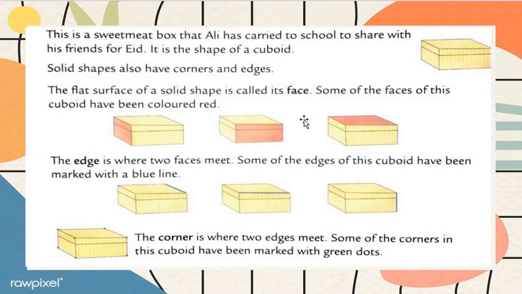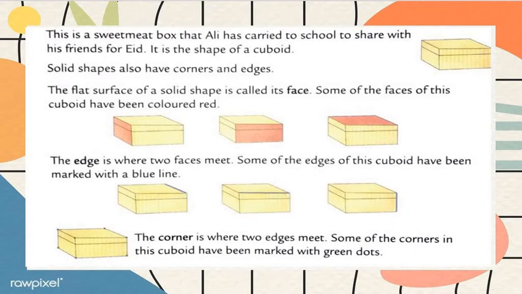Then after, the edge is where two faces meet. Some of the edges of this cuboid have been marked with a blue line. Okay, some of the edges are marked with the blue line. See this blue line here.